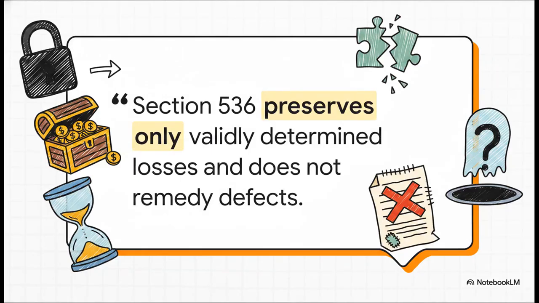And this quote from the official FAQs drives the point home. The new Act is not a get-out-of-jail-free card. It won't fix past compliance failures. Section 536 acts as a bridge to carry forward valid claims. It is not a time machine to go back and fix old mistakes. If a loss was ineligible before, it remains ineligible now.